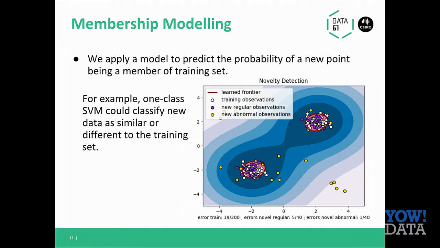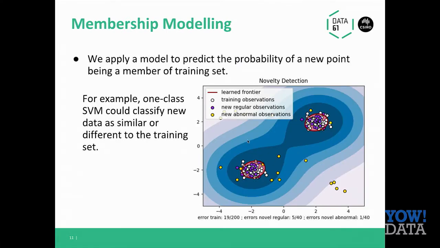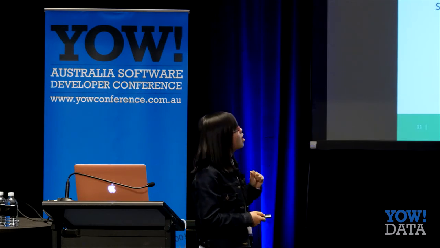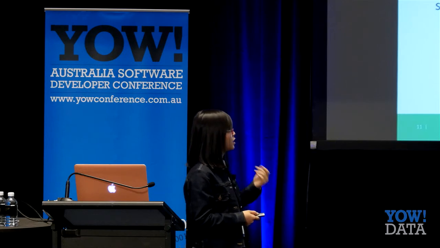Say we have our training observations here in the white points, and the one class SVM would learn a frontier shown as this red circle. Then the one class SVM would classify points that are similar to the training set in color purple. You can see the purple points mainly inside the circle or near the circle. And one class SVM would also classify the points that are different from the training set in color yellow. You can see the yellow points located far away from your training observations.